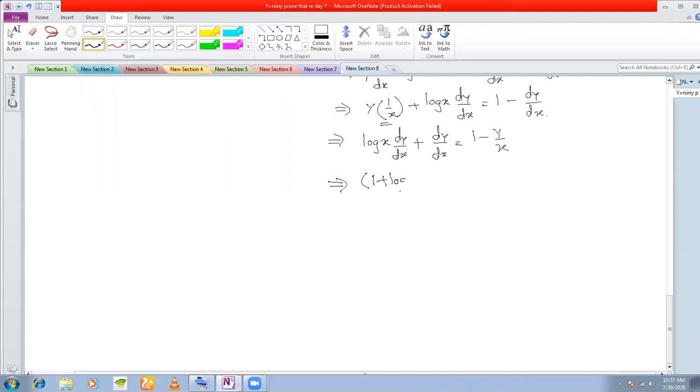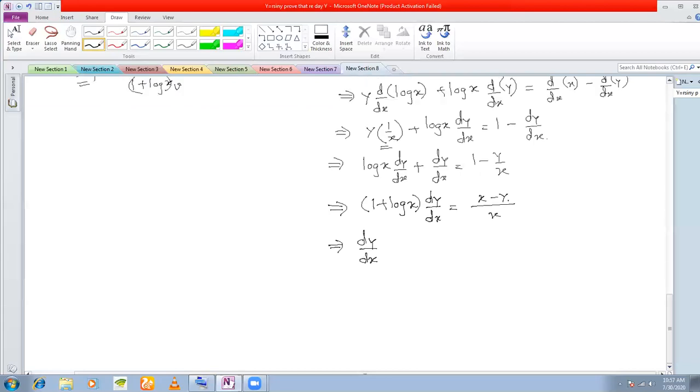One plus log x dy dx is equal to, let us take the LCM here, x minus y. That means dy dx is equal to x minus y by x into 1 plus log x.